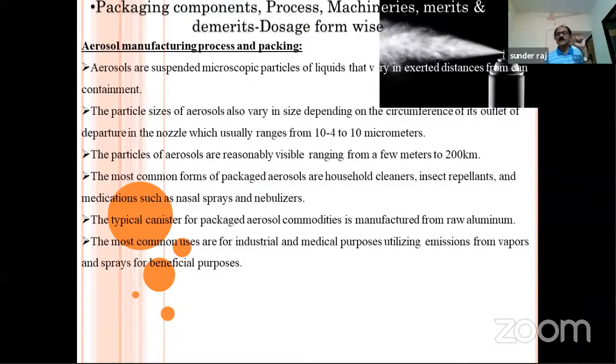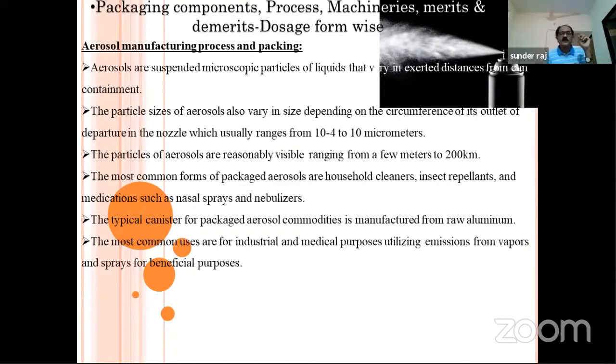10 micrometers. See, the particle size coming out of the container depends upon the type of nozzle used for the aerosol can. The particles of aerosols are reasonably visible, and they may flow from a few meters to 200 kilometers. The pressure we use will impact the flow of the particle. You can imagine the kind of pressure, the kind of container, equipment, nozzle, activator and valve, which are all used as components of aerosols.